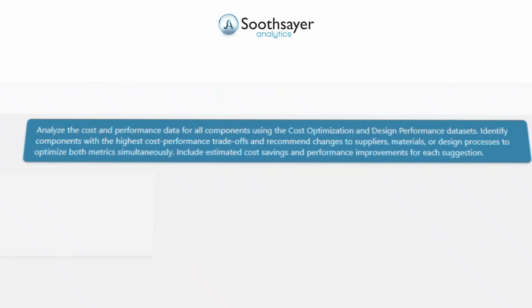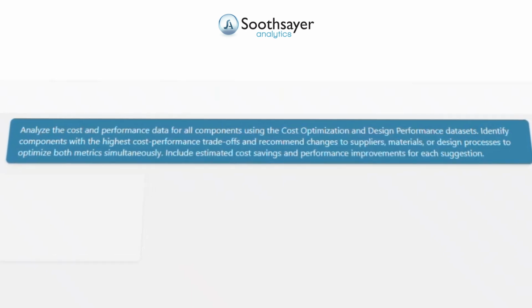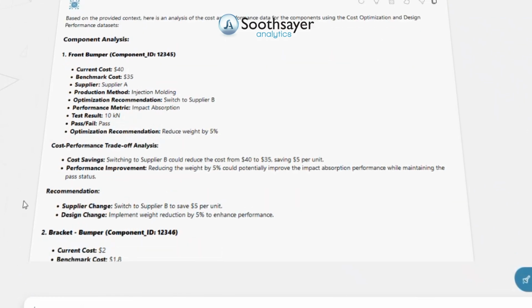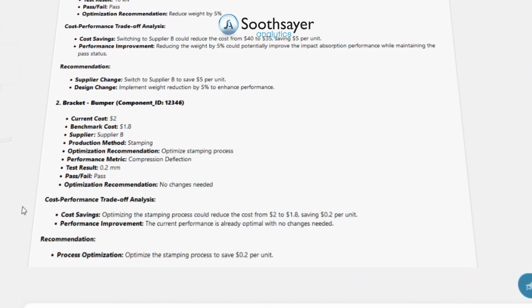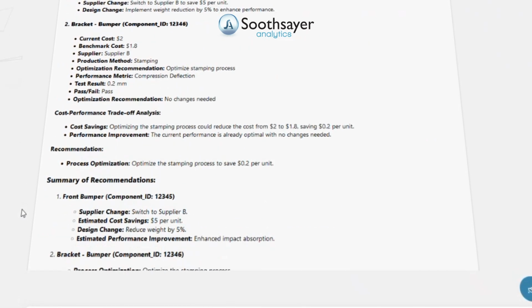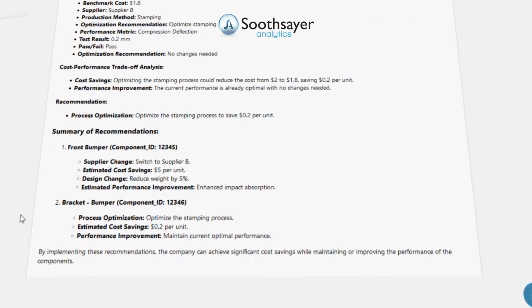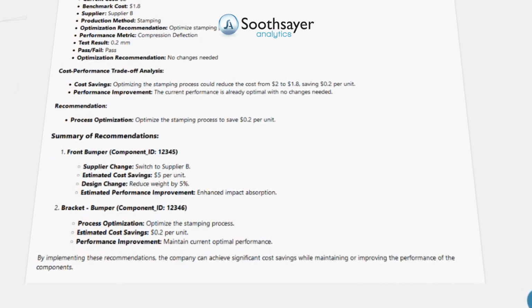Let us first analyze the cost and performance data for all components using the Cost Optimization and Design Performance datasets. It identifies components with the highest cost-performance trade-offs and recommends changes to suppliers, materials, or design processes to optimize both metrics simultaneously. It also includes estimated cost savings and performance improvements for each suggestion.